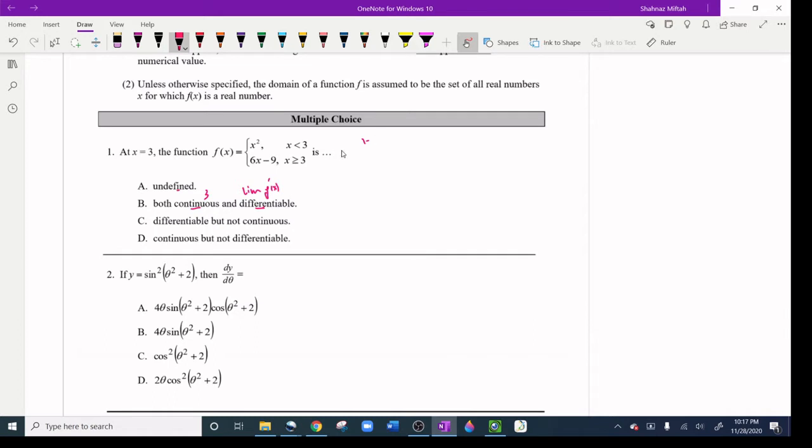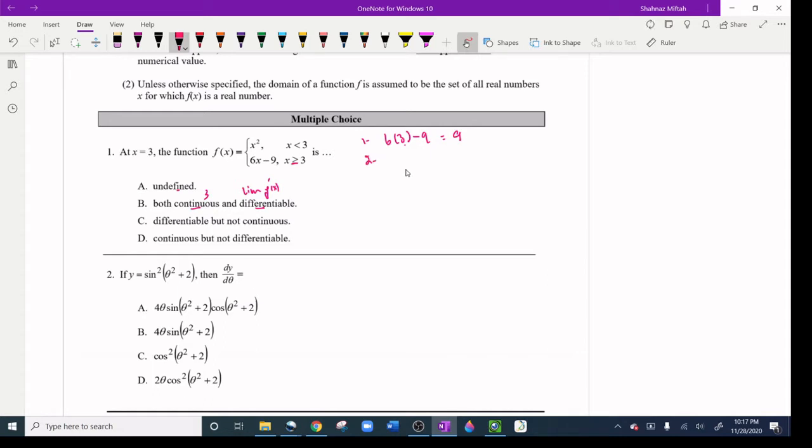Continuity, is it defined? So I'm going to use this function for define because that's where the equal says. So I have 6 times 3 minus 9. It's going to give me 6 times 3 is 18. 18 subtract 9 is 9. So yes, it is defined because I'm getting some y value.